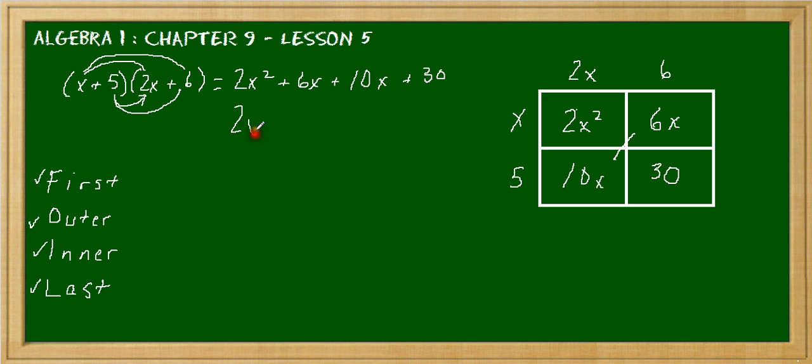2x squared. And we have 6x plus 10x, that's 16x. And then we have 30. So we've now multiplied, and this is the expression, the polynomial. That's our answer. Now, if we keep reading, in these examples, we're multiplying polynomials by exactly the same method we used in lesson 4. The only difference is in the way everything is written down.